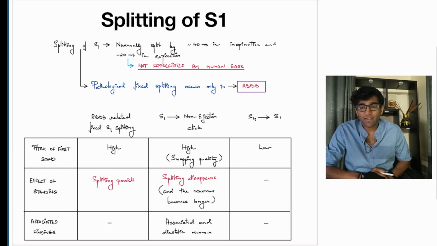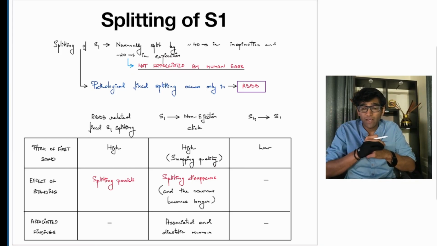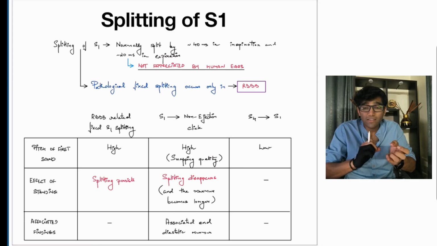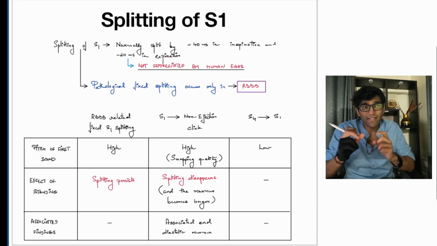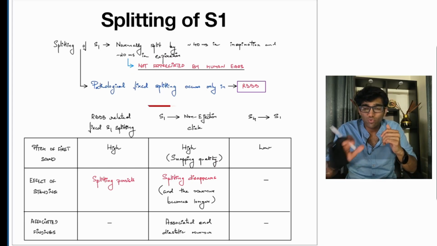Okay, but say there is a late... see, S1 is due to closure of the AV valve, that is the mitral valve. So what if there is a sound late in diastole, just before the AV valve closure, or there is a sound early in systole, but in the same area? Those sounds would pretend to be part of the S1 sound. So there would be a pseudo split.